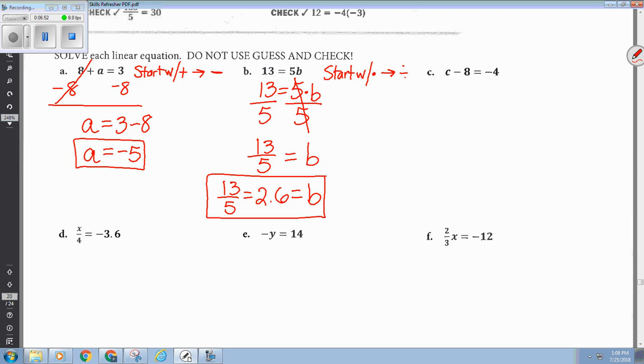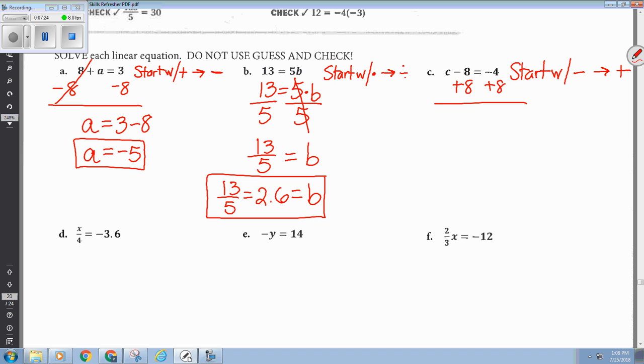Let's see. C minus 8 equals negative 4. So right now we have a minus 8. So we're starting with subtraction, which means we're going to have to add. So we're going to add 8 to both sides. The reason why we're adding 8 is that it's next to that variable. Remember, we want the variable by itself.